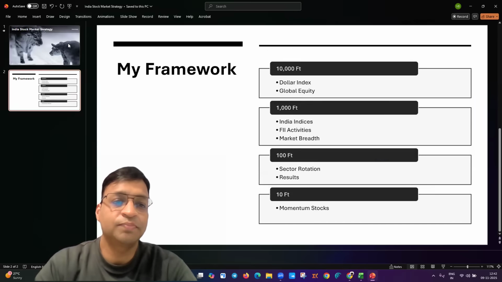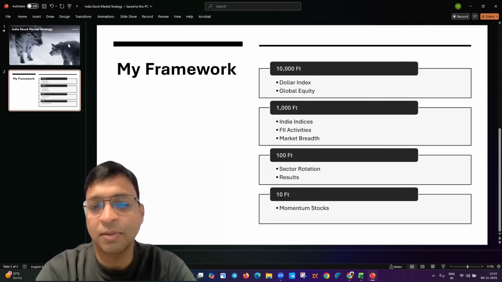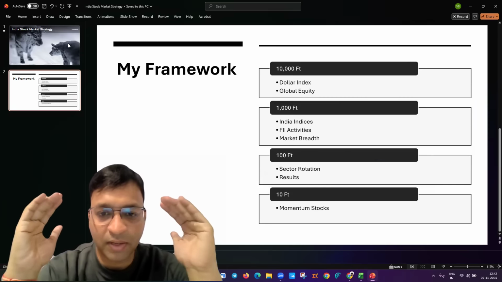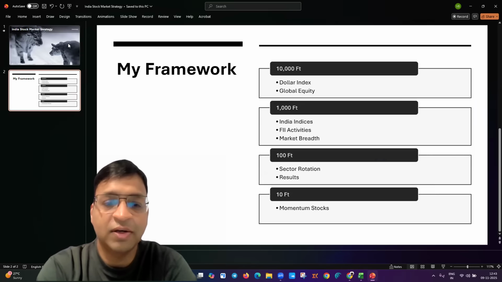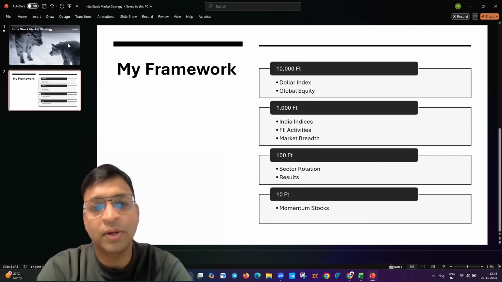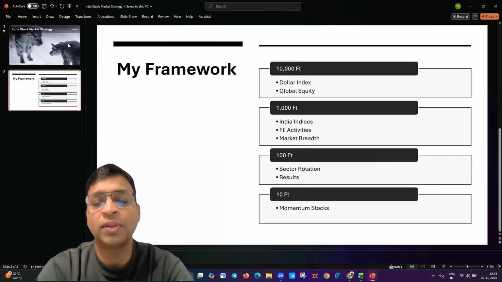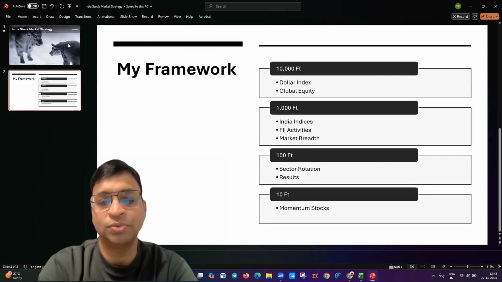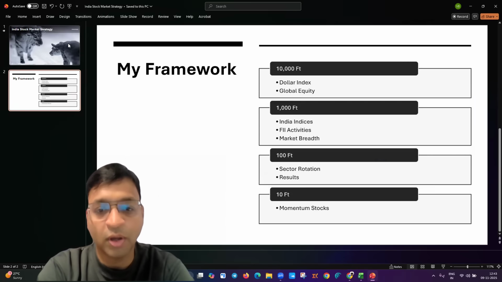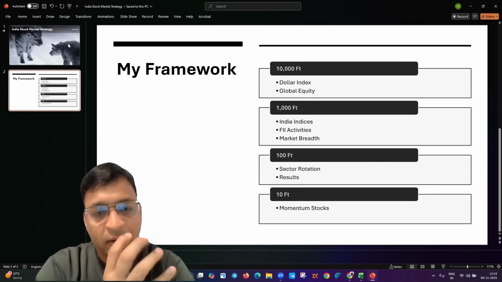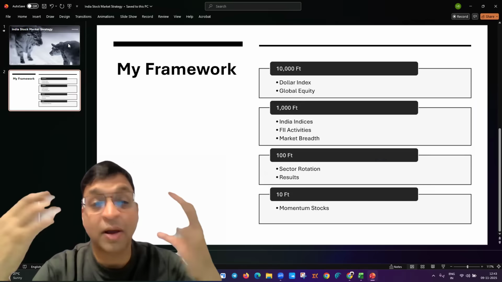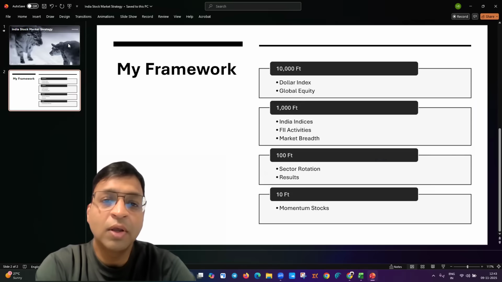So as you know, my framework of analyzing the market is very simple. I look at the 10,000 feet market, then 1,000 feet, then 100 feet, and finally 10 feet from which I try to find stocks. At 10,000 feet, I look at the dollar index and global equities, what they're doing, because they are the ones who are going to lead the whole market activity that follows. 1,000 feet is more about Indian market centric, what Indian indices are doing, what FIIs are doing, what kind of market breadth is there, is the market overbought or oversold?